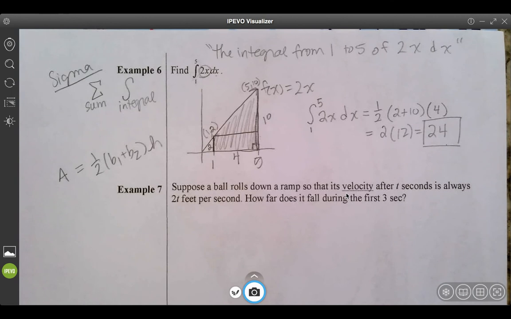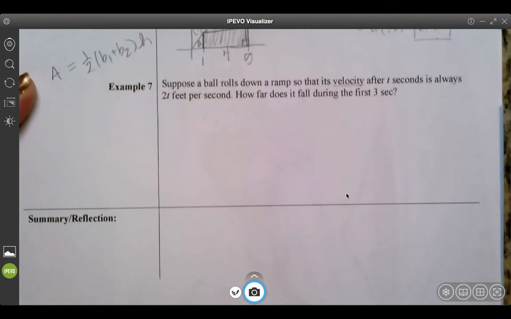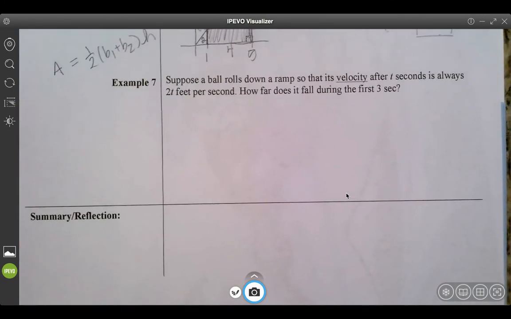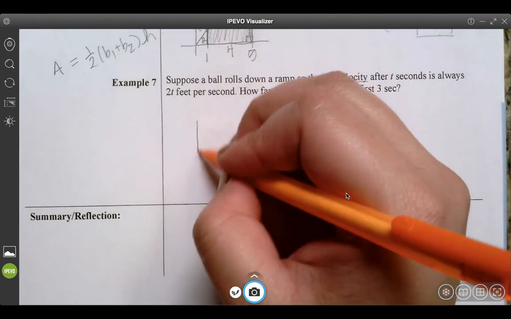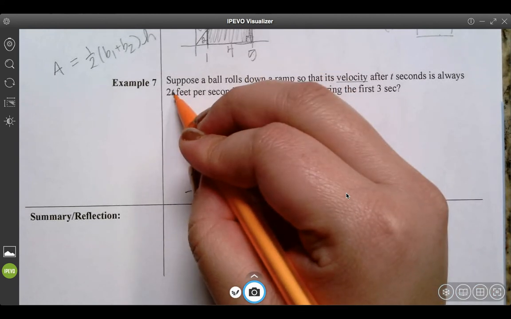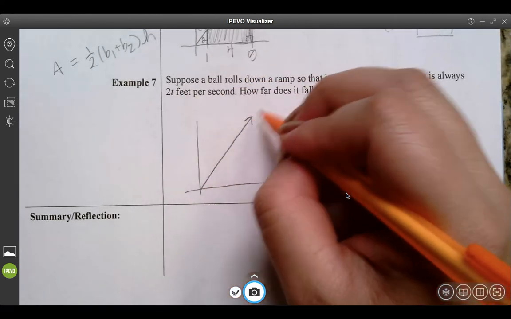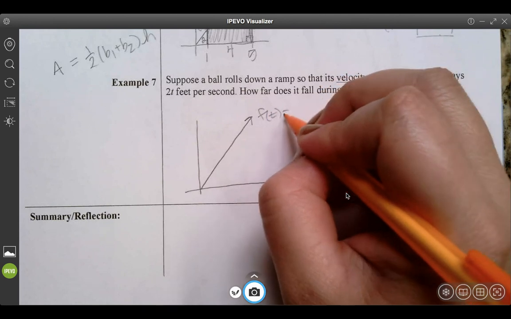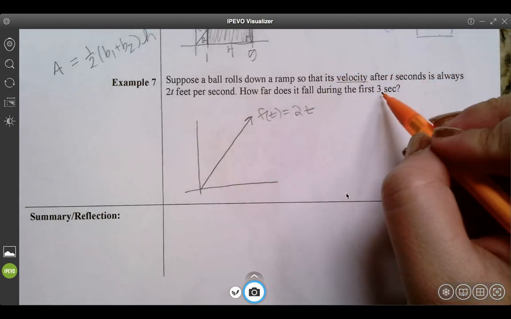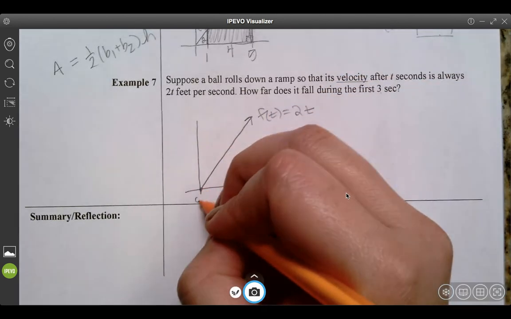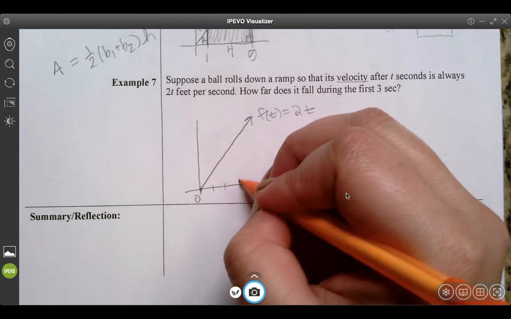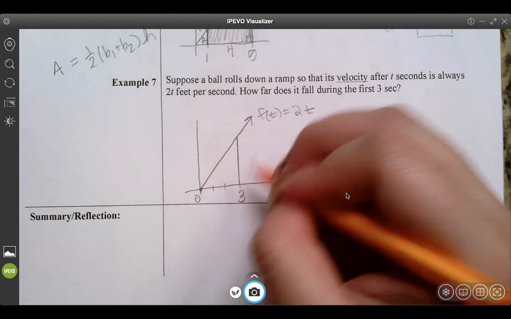Our last example here, example 7. Suppose a ball rolls down a ramp so that its velocity after t seconds is always 2t feet per second. How far does it fall during the first 3 seconds? So again, we have a graph. This time we're graphing f of t equals 2t. And we're interested in the first 3 seconds. So that's from 0, 1, 2, 3. 0 to 3 seconds.